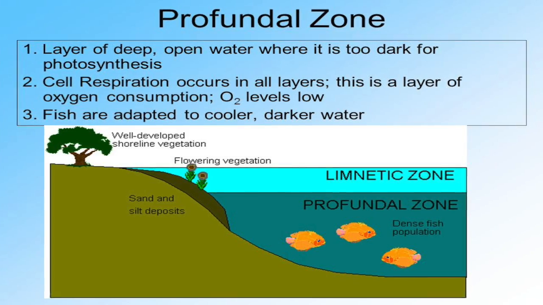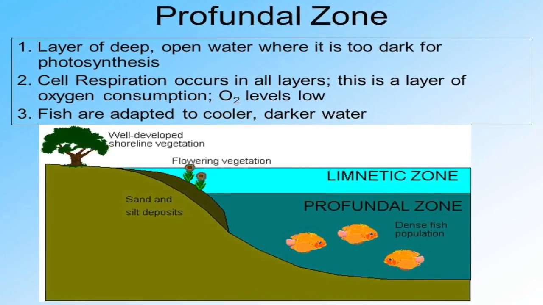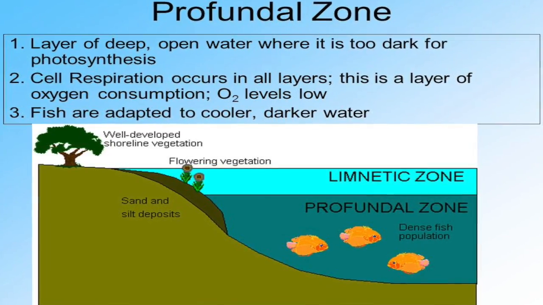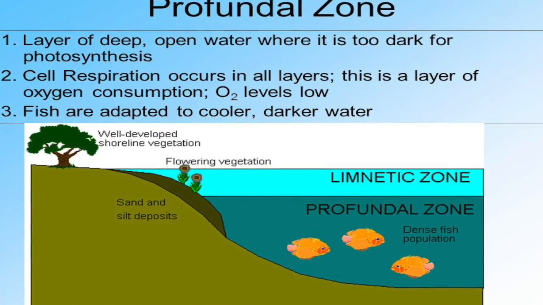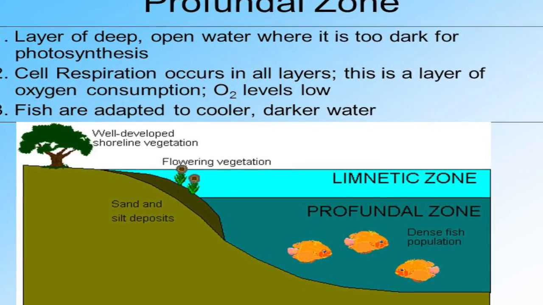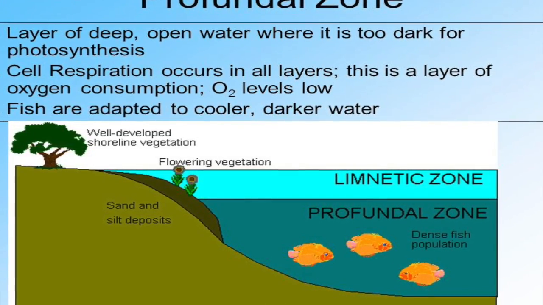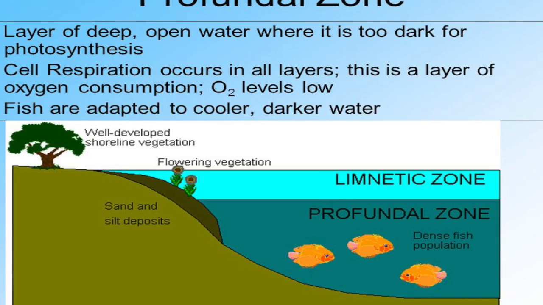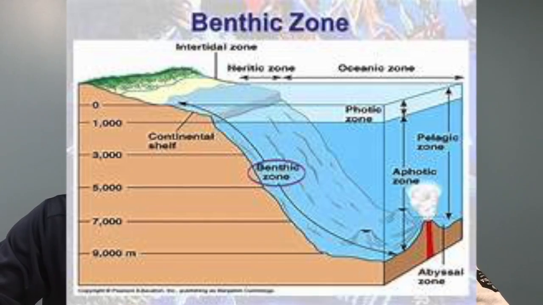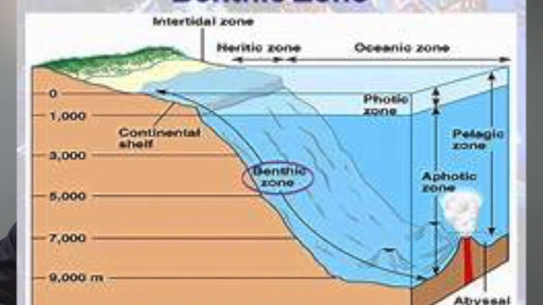Under the limnetic life zone is the profundal life zone. The profundal life zone is the deep, dark water that cannot be reached by penetrating sunlight. In this zone, we can only find fish that can survive in cooler, darker circumstances. Finally, at the bottom of the freshwater bodies, there is another life zone called the benthic life zone, mainly inhabited by decomposers and insect larvae.